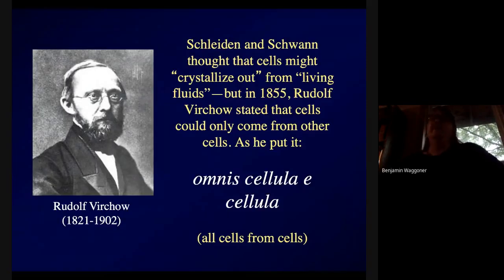Schleiden and Schwann originally thought that cells might form sort of droplets and kind of precipitate out or crystallize out from some kind of living fluid. But after further study, a gent by the name of Virchow stated that cells could only come from other cells. Omnis cellula e cellula. All cells come from cells. So how do cells make other cells?